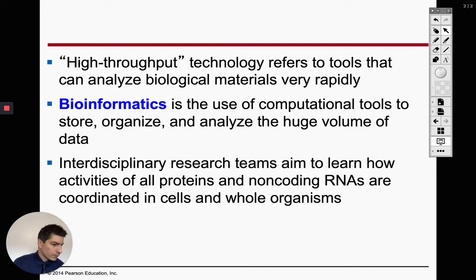All right. So this one, guys, I'm not going to go over too much. I'm only going to highlight that middle one there. Bioinformatics is the use of computer tools to store, organize, and analyze a huge volume of data. This is what they were using to try to figure out our whole human genome, all right? Because our human genome is gigantic.